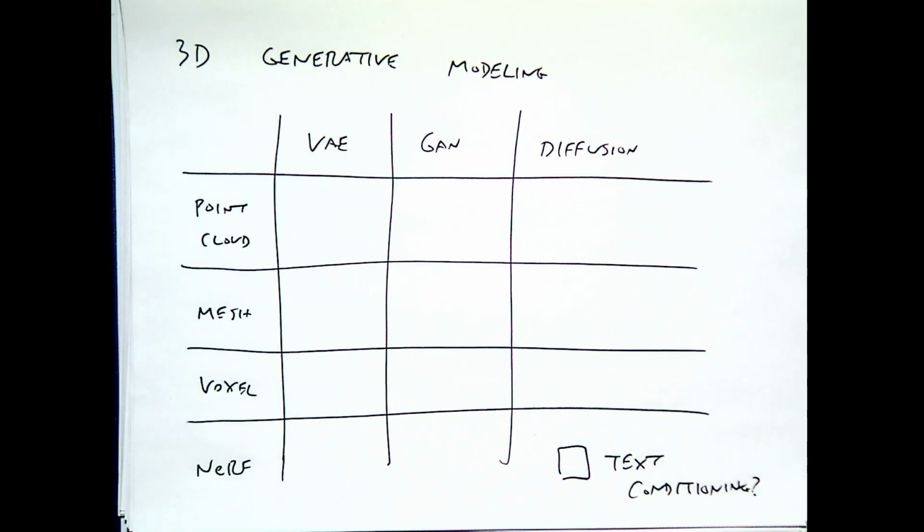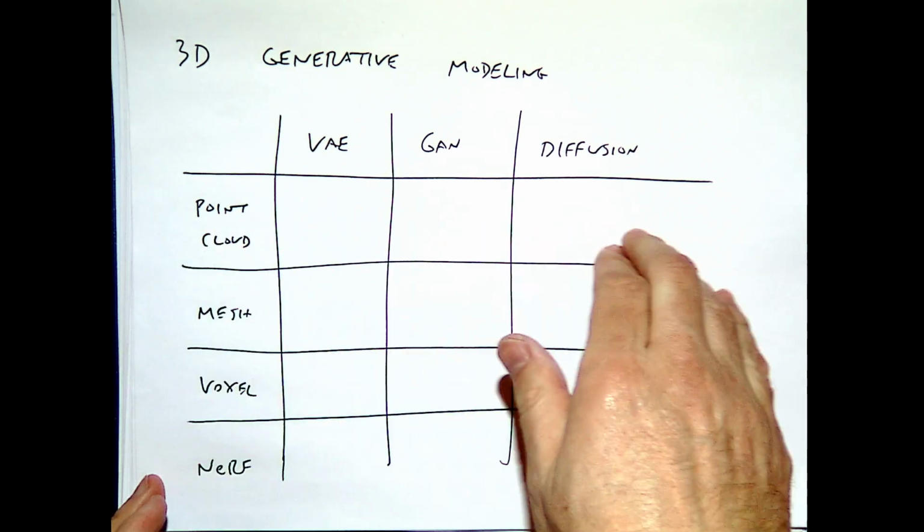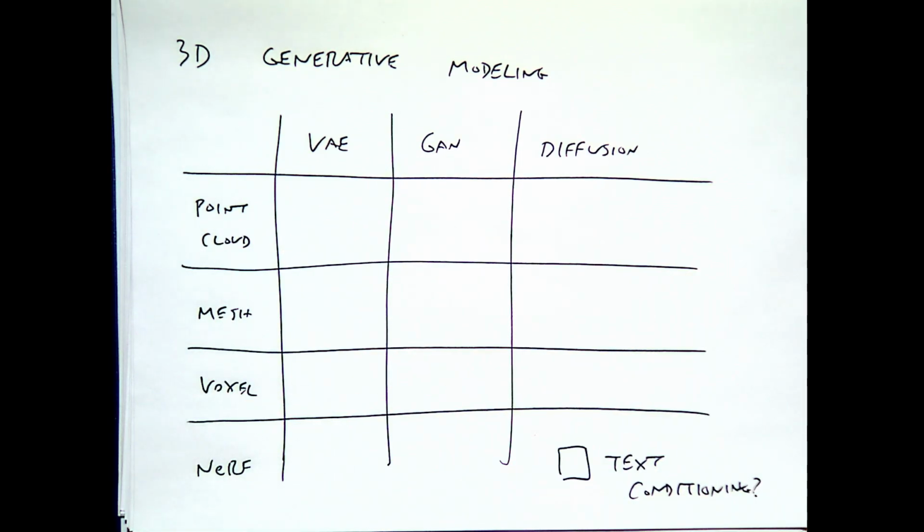What I've chosen to do here is proceed by rows of this table, talking about different methods for a given 3D representation. And in the same breath as a given row, we'll talk about whether or not we're going to do text conditioning. Like I said, there are dozens of papers in this area, just like for any generative modeling topic.